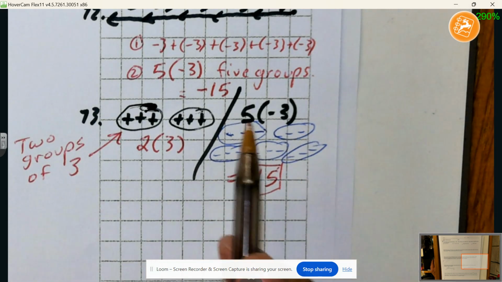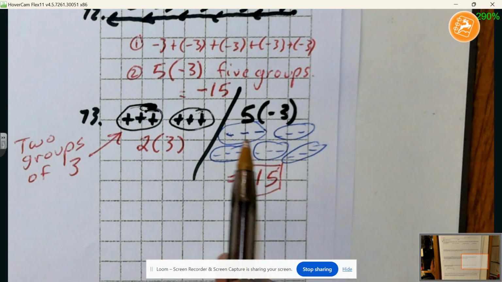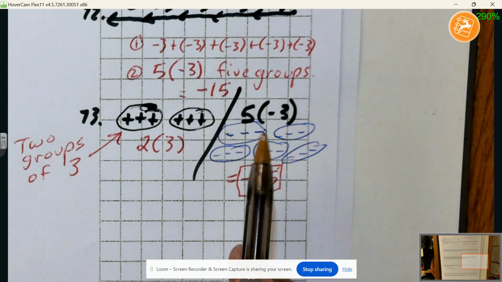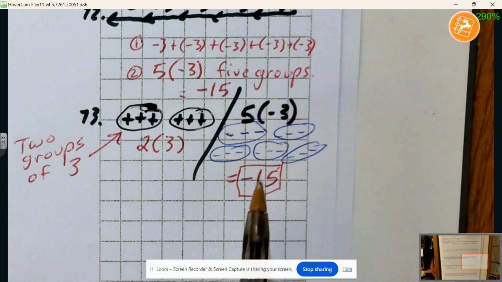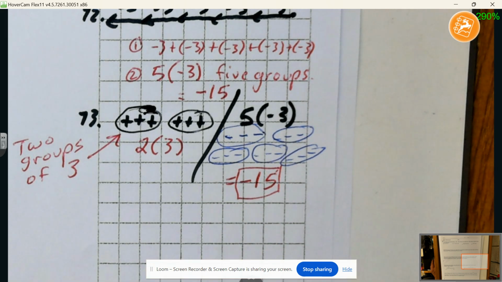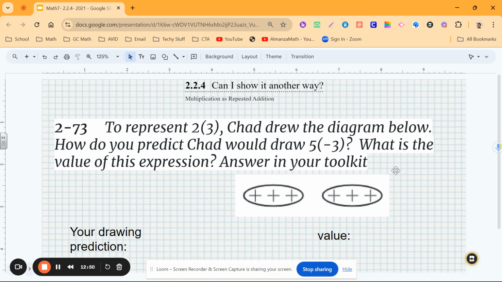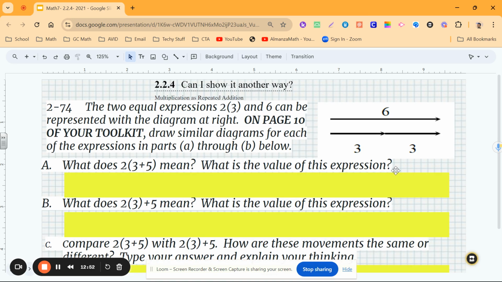Okay, and notice this is not 3 groups of -5, even though that would still give you -15. We don't have 3 groups. We don't have 5 in each group. So make that connection. Okay, how many groups we have and what we are putting in each group. All right, let's move to the next.